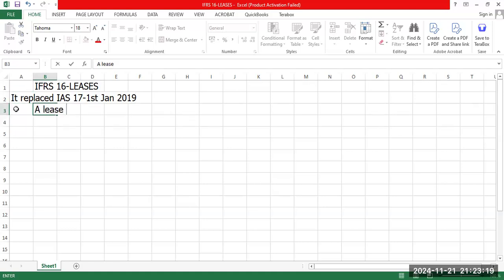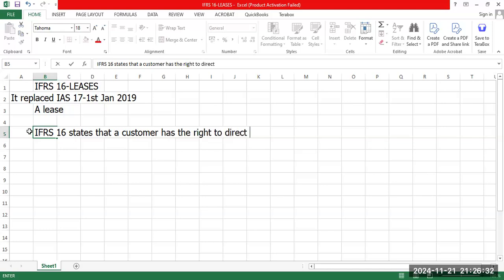Okay. Lease is an arrangement in which the lessee acquires an asset from a lessor in return for rental payments. Rental payments means minimum lease payments, okay? Or call it consideration. Yeah, that's about lease.